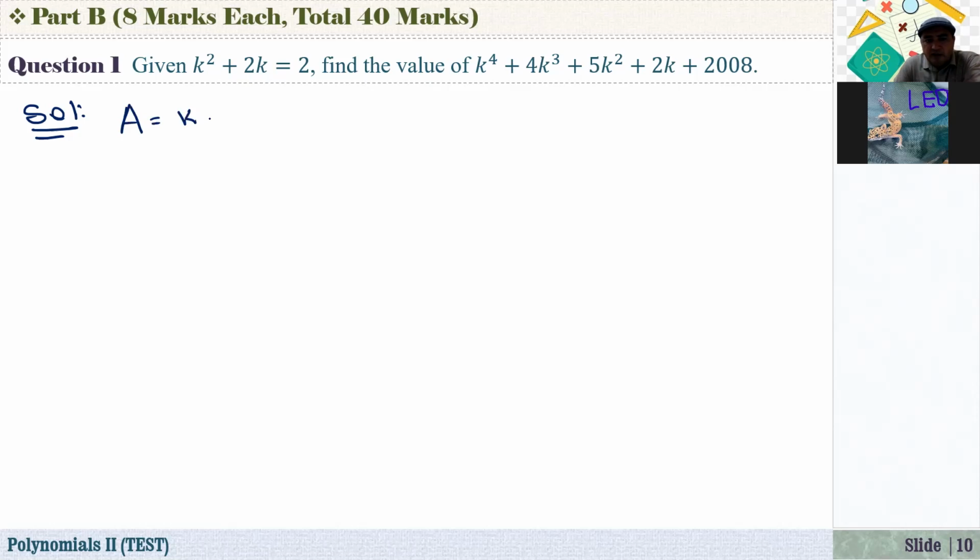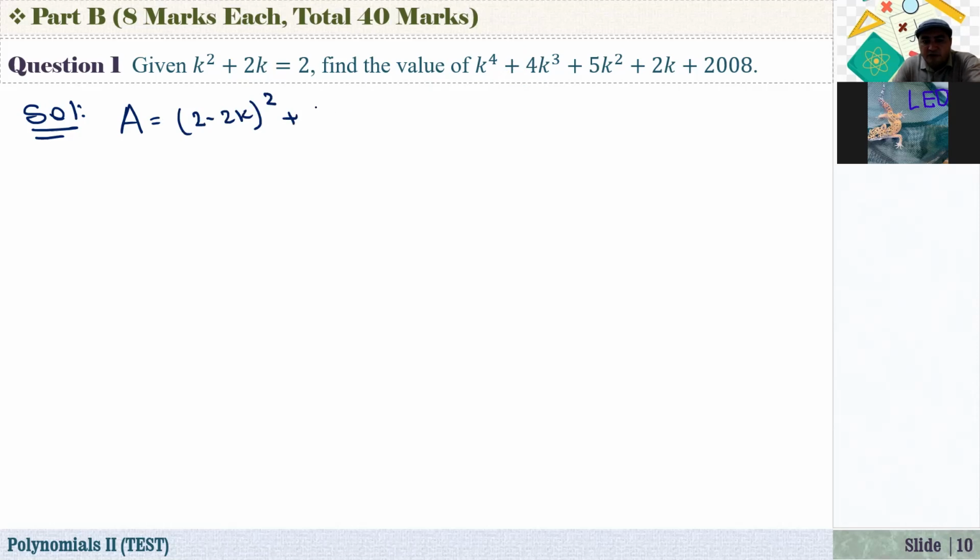Here we have k to the power of 4. I can just write it as k squared squared. Let me just substitute immediately. In this way we can reduce the power of k. K to the power of 4, I can write it as k squared squared. So what is k squared? K squared is equal to 2 minus 2k. And here we have squared.